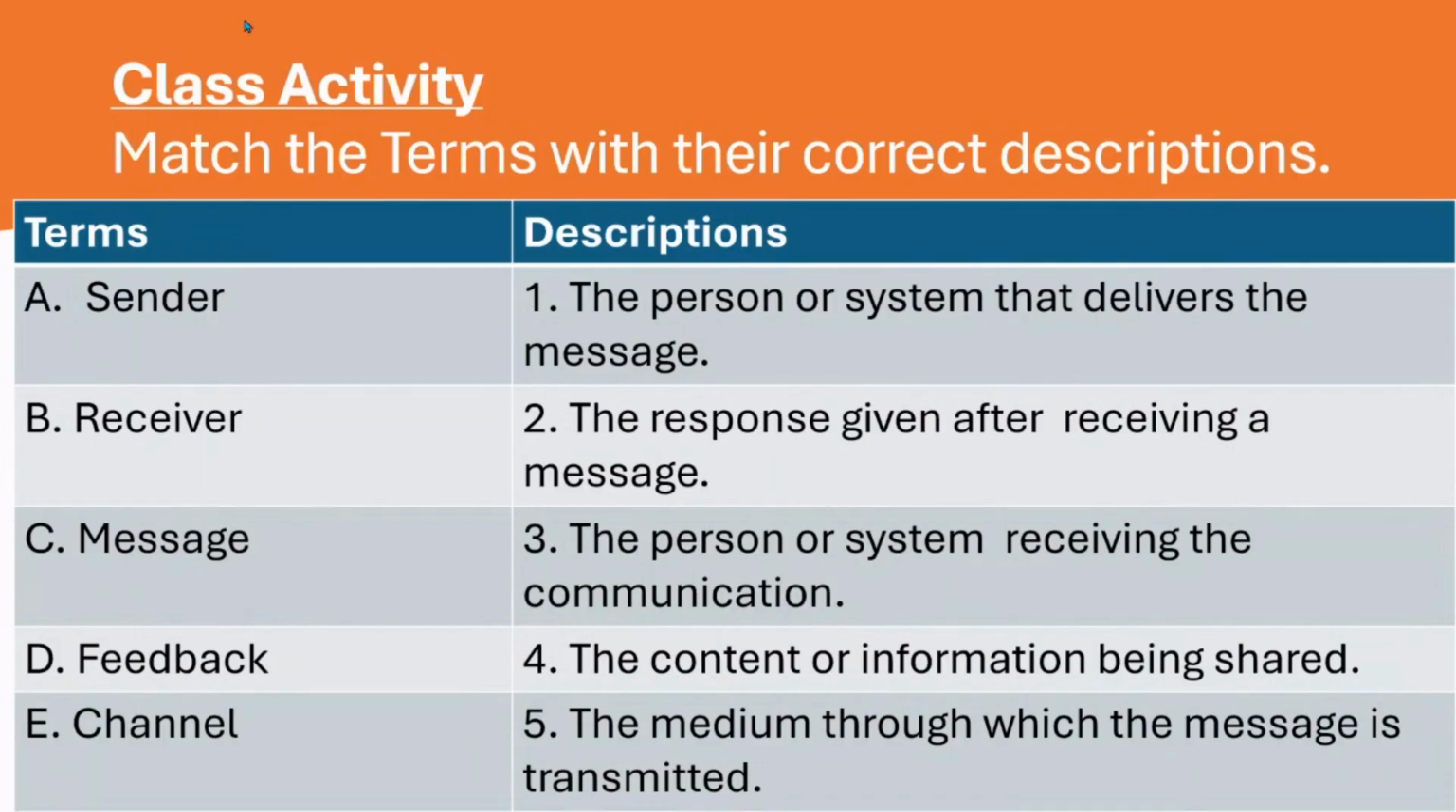So the sender is actually the person or the system that delivers the message. So this is the one who starts the communication process. So letter A will be matching with numeral 1. Receiver. So receiver is the person or the system receiving the message.